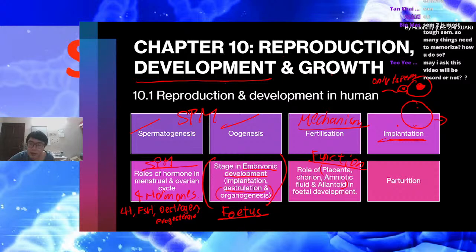Okay. The final one is after pregnancy, the baby has to be born, right? It cannot stay in the mother's stomach, it will be born. So parturition is the process of childbirth, the way the baby comes out from the mother's uterus. So this is the parturition process. There are 3 stages, you have to know.